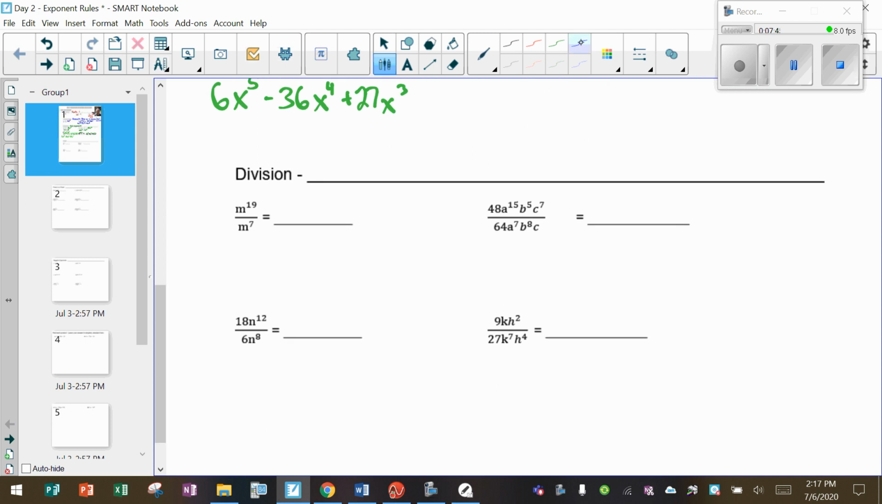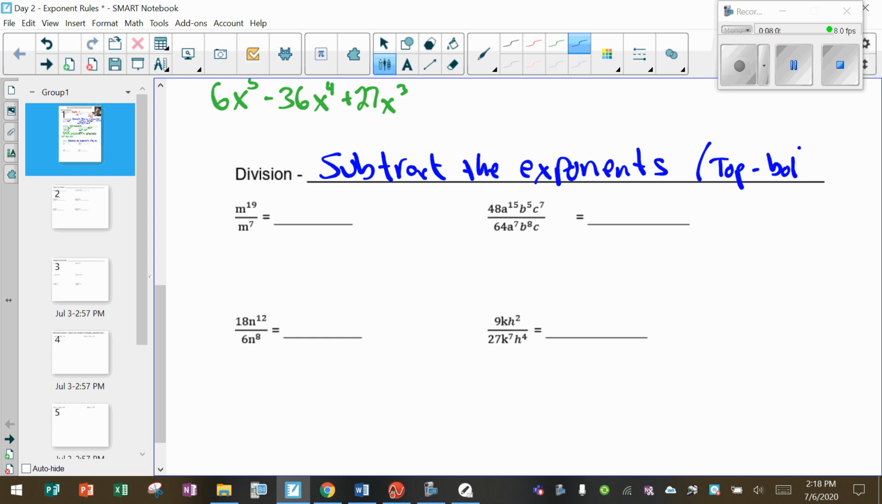Now, on to division. If addition is used for the exponents when we're multiplying, then it should make sense that subtraction will be used when we divide. So here we subtract the exponents. So it's always numerator exponent minus the denominator exponent. So it's top minus the bottom. Make sure you're subtracting in the right order when you're subtracting the exponents. So this becomes m, 19 minus 7 is how we figure out the new exponent. So it becomes m to the 12th.